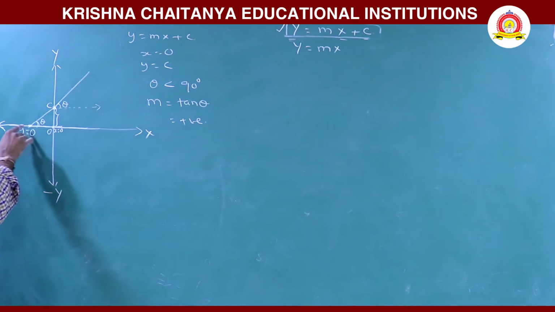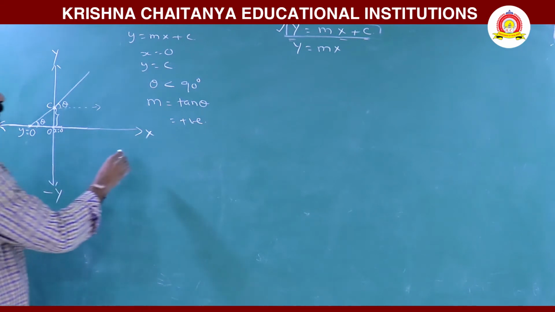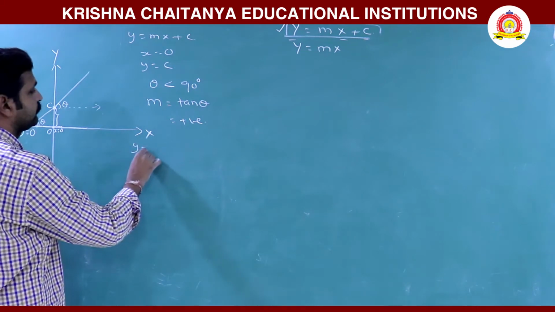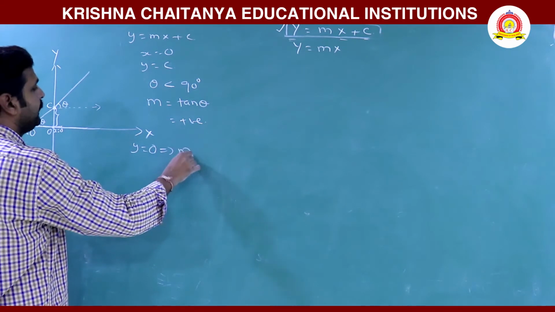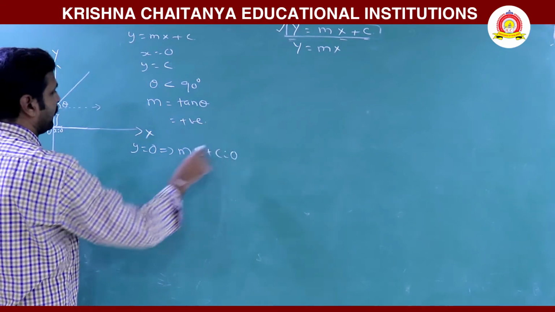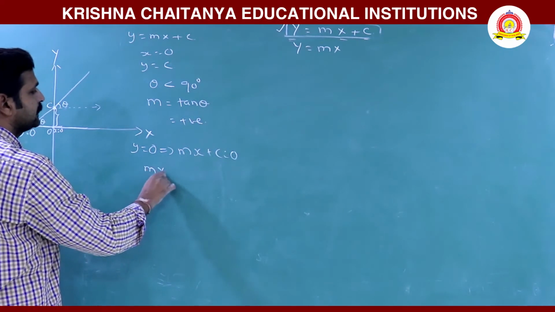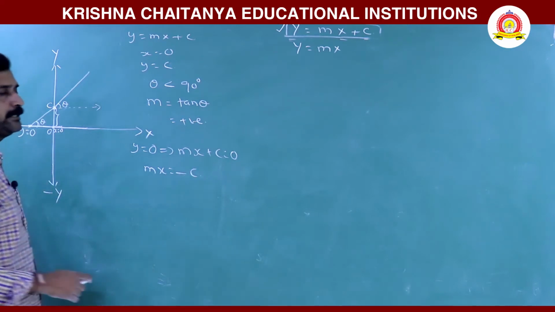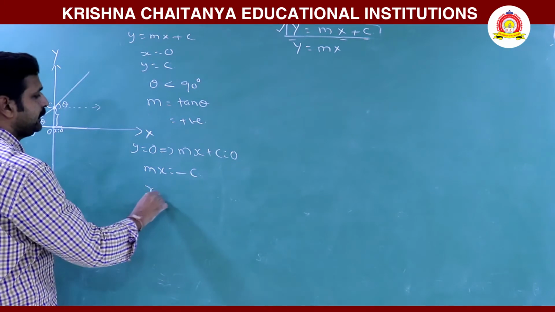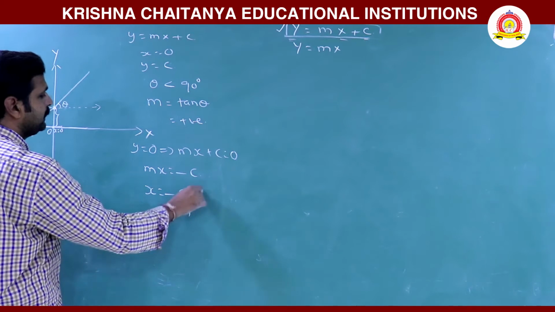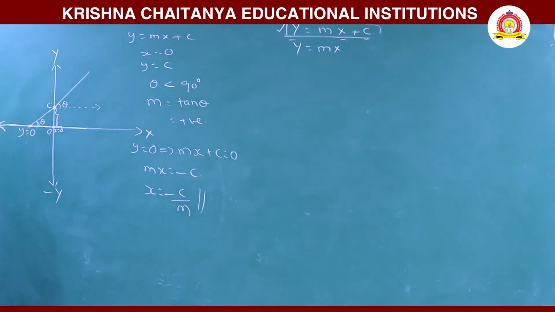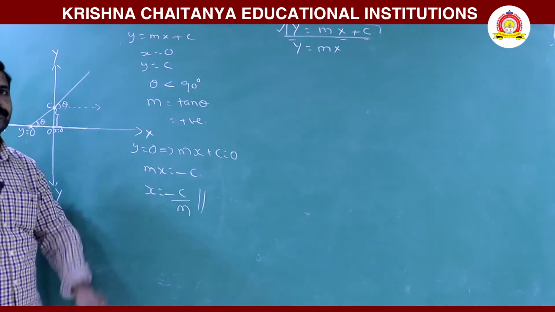Now when it is intersecting the x-axis, y is 0. Now when y is 0, mx plus c is 0, then mx is minus c, x is minus c by m. So where this graph intersects the x-axis, it is on the negative x-axis, since the x coordinate is negative.